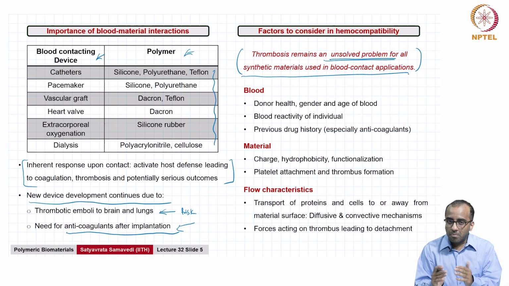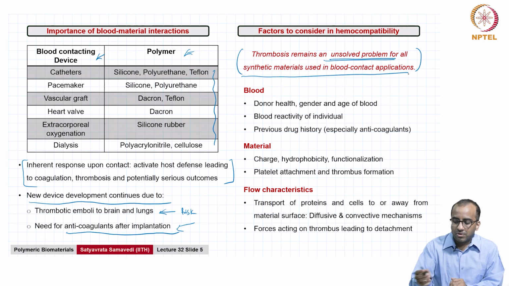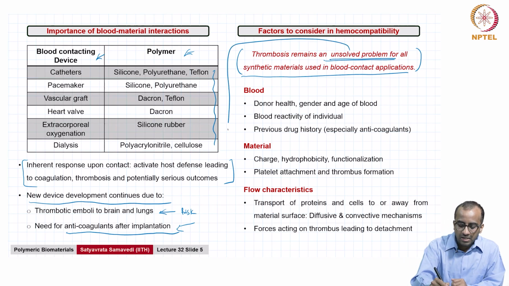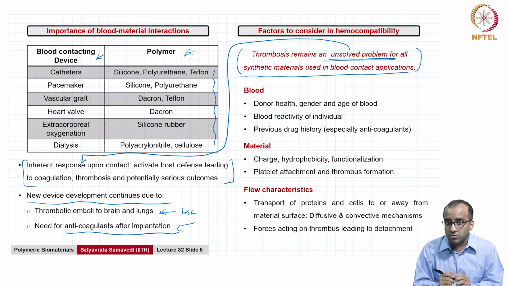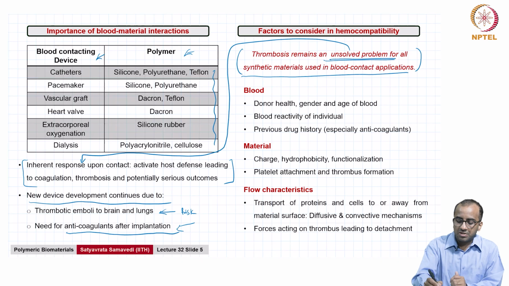So the goal is to minimize thrombus formation, because remember, this has to be connected to the inherent response of the host in response to implantation. So the host is going to respond in this manner, leading to thrombus formation. Our goal as a biomaterials design engineer is to see if we can come up with design principles that minimize thrombus formation. And there are broadly three aspects that contribute to hemocompatibility. One is the blood, another is the material, the other is the flow.